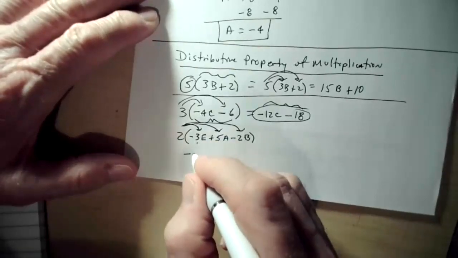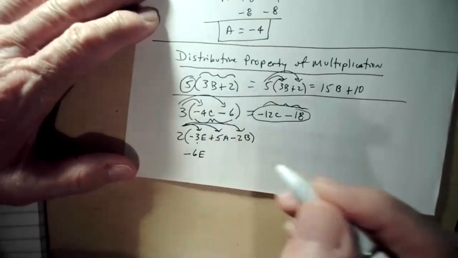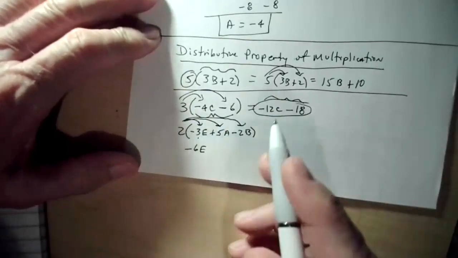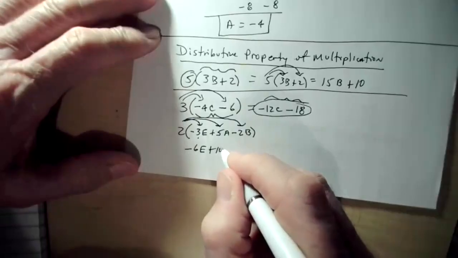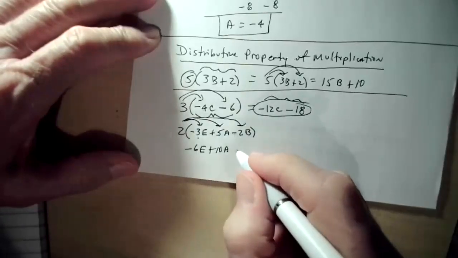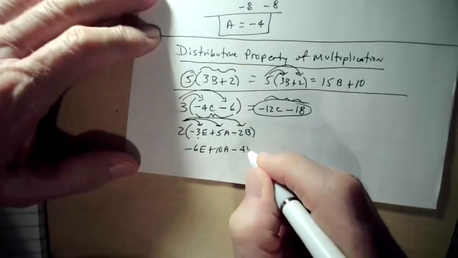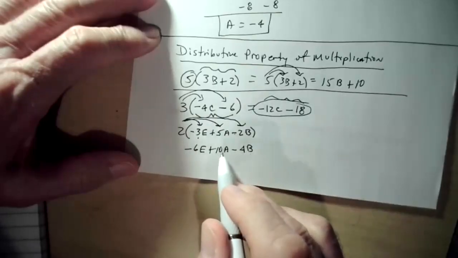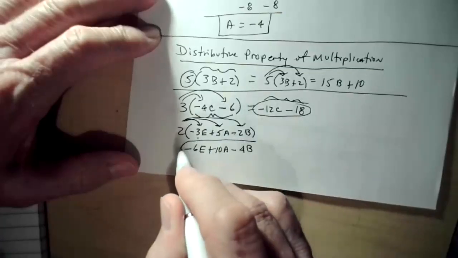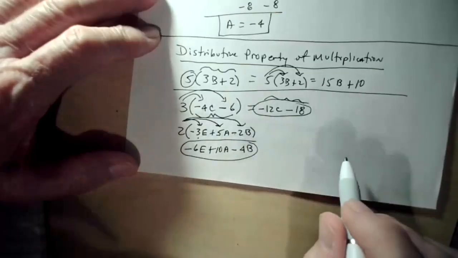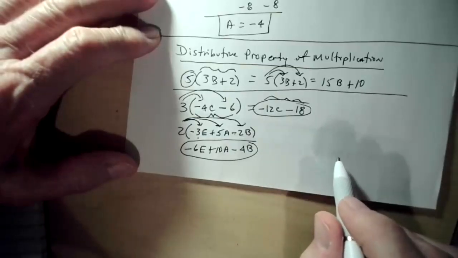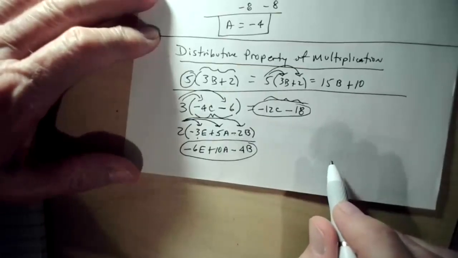Two times negative 3e is positive times a negative is a negative 6e. And now we get 2 times 5a is 10a. And 2 times negative 2b is a negative 4b. Is there anything we can do here? Any like terms that we can combine? No.